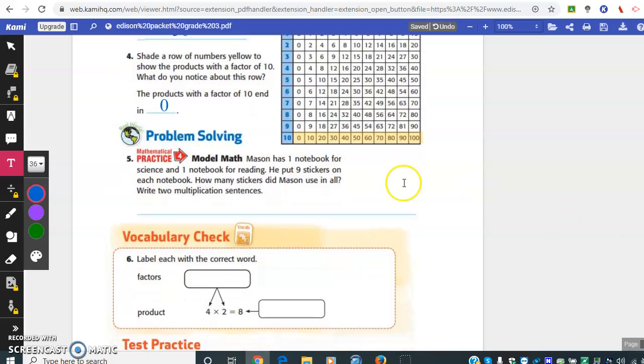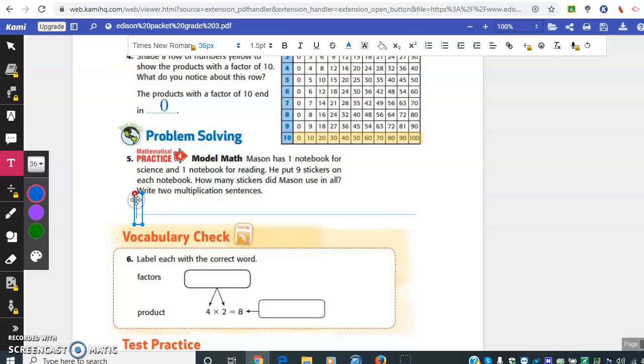Mason has one notebook for science and one notebook for reading. He puts 9 stickers on each notebook. How many stickers did Mason use in all? Write 2 multiplication sentences. So here's what I know. I know that he had one notebook for science, and it said that each notebook had 9 stickers in it. And then he had one notebook for reading, and again, each notebook had 9 stickers in it. So the question is, how many stickers did Mason use in all?